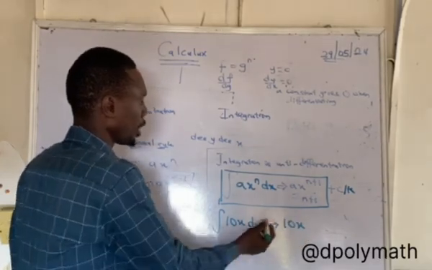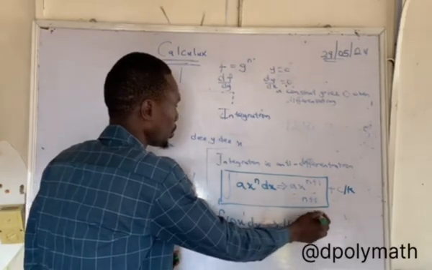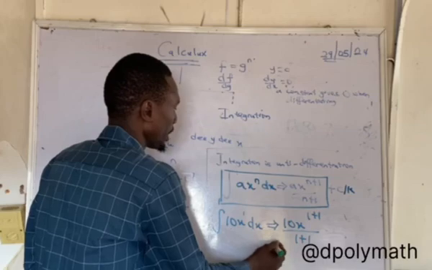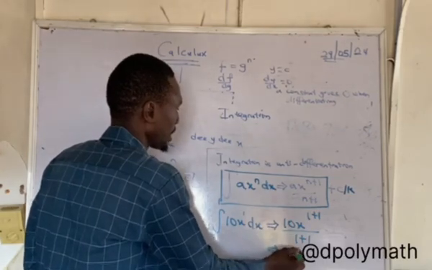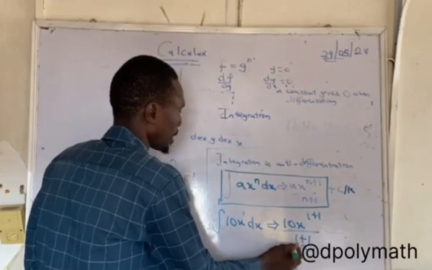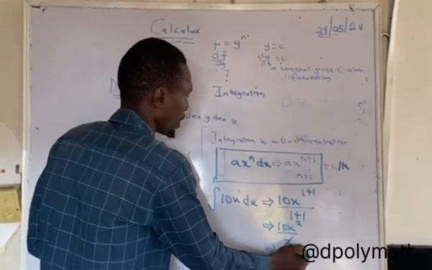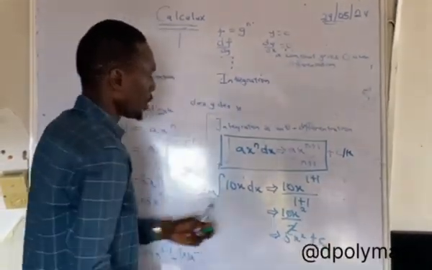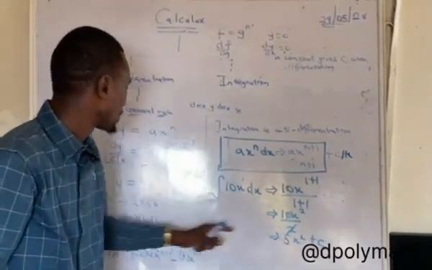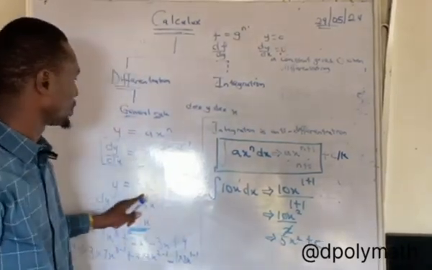So I will simply say 10x to the power 1 plus 1, over 1 plus 1. Now when I do that, 1 plus 1 is 2, divide by 2, so 2 can go into 10. This is 5x squared plus c, or like I said earlier, you can use k. So you can see I have 5x squared here, and 5x squared here. So this takes it back to the question originally.